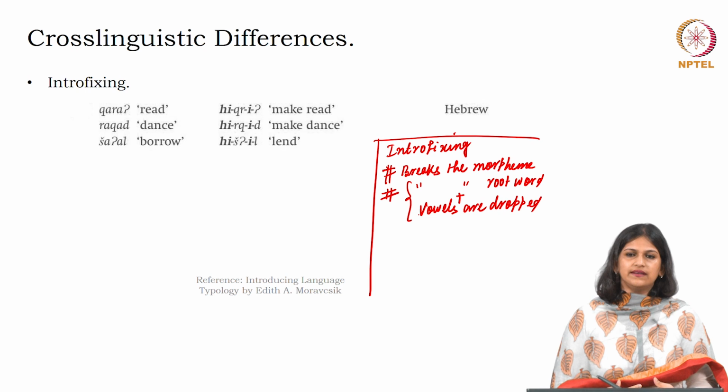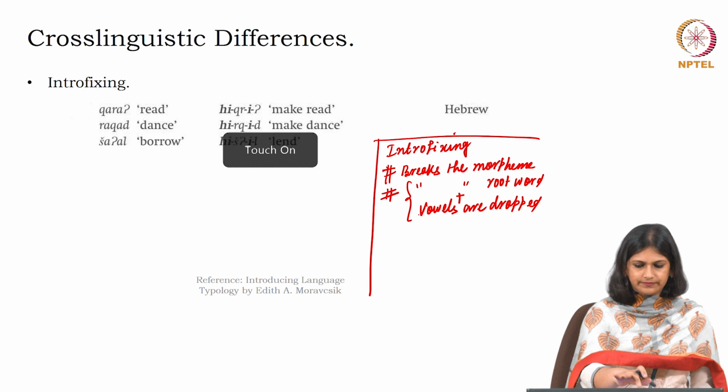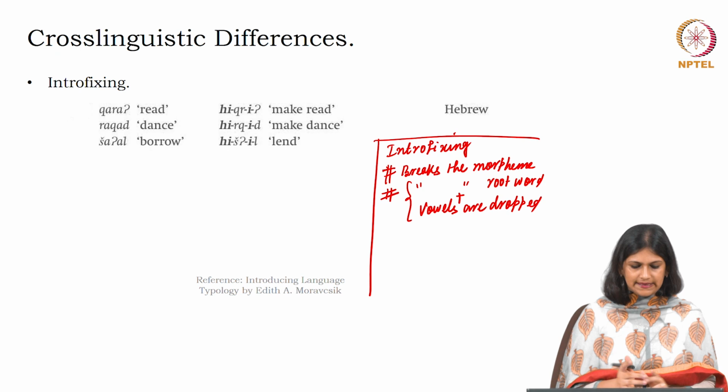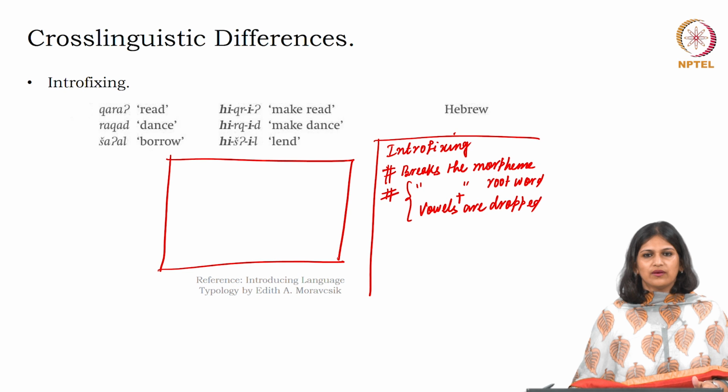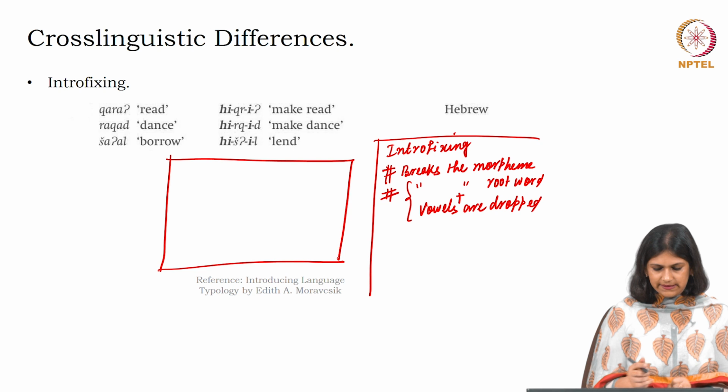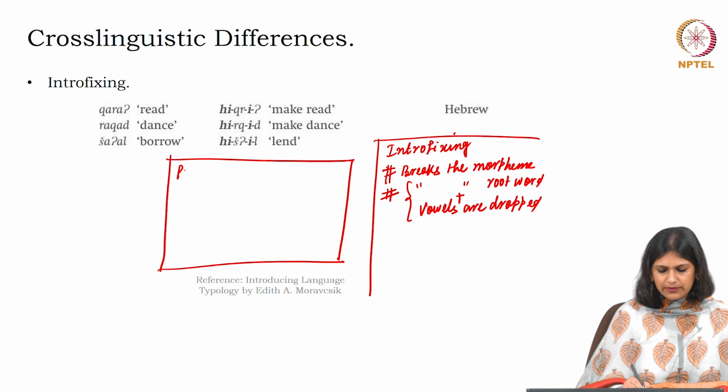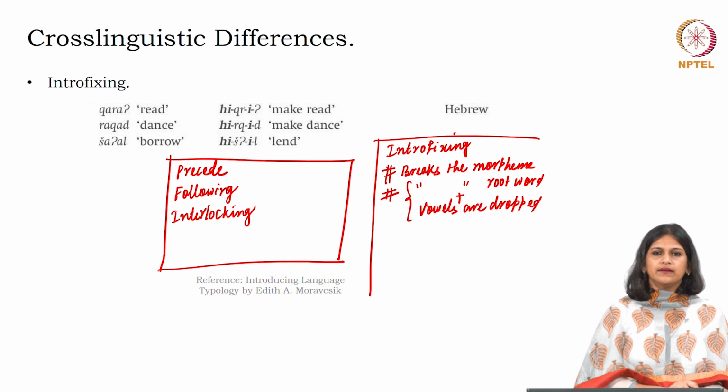These are the three linear arrangements of affixes relative to the stem. So what are the three patterns here? Since we are talking about the typological organization of patterns, let's see how it works when we are thinking about the typology of affixes. So three types we are getting. The first type is preceding, the second type is following, and the third type is interlocking, right? So these three types are important to understand morphological typology.